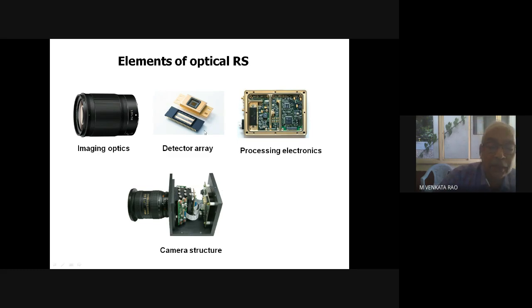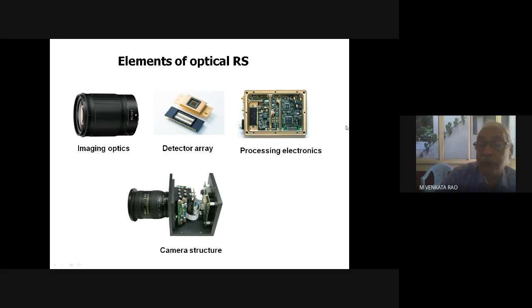So if you take any remote sensing camera, basically what are the elements of the remote sensing camera? You have imaging optics, which will see the earth and take the pictures, and that image is formed on a detector assembly. It can be a linear array, or it can be an area array also. It can be different types, but these are all solid state devices. Once the light falls on these, they generate analog signals. That analog signal is amplified and processed, and finally it is converted into digital output.